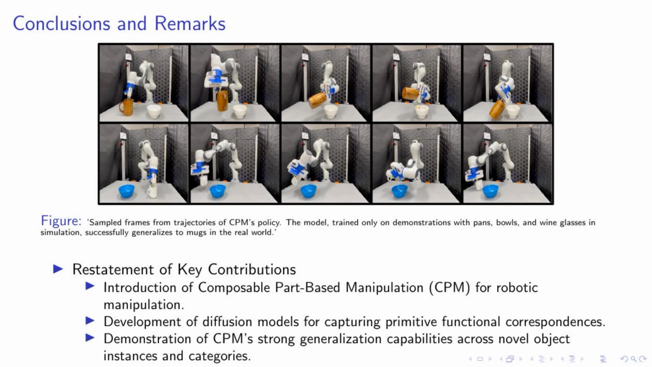The figure you see here showcases the impressive generalization of CPM. Despite being trained only on demonstrations with pans, bowls, and wine glasses in simulation, the model successfully generalizes to mugs in the real world. This is a testament to the power of our approach and its potential for future applications in robotics.